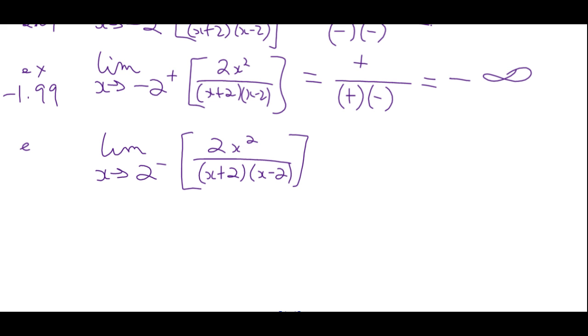So 2 from below, let's say 1.99. Again, up top, it's always positive, it's just 3.99. And 1.99 minus 2 is going to be a small negative. Think about what this is telling us. I've got this asymptote here, and as I approach this one from below, it's going down. As I approach this one from above, it's going down, and that tells us which direction.